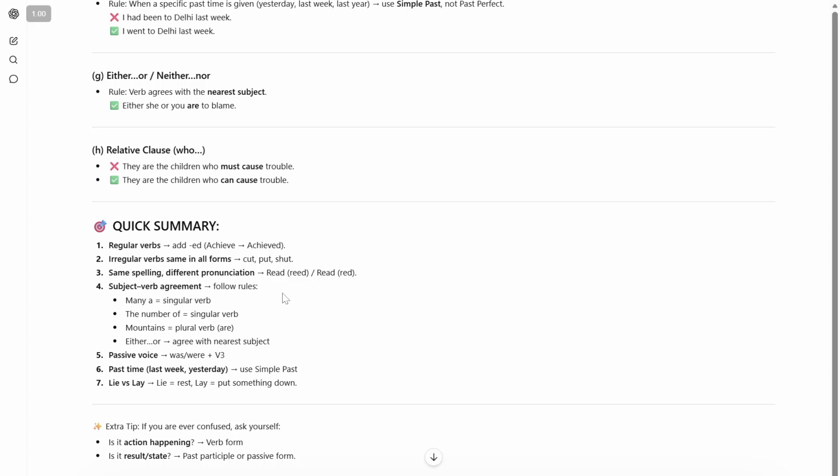5. Passive voice: was, were, V3. 6. Past time, last week, yesterday, use simple past. 7. Lie versus lay. Lie equals rest. Lay, put something down. Extra tip: if you are ever confused, ask yourself, is it an action happening? Verb form. Is it a result state? Past participle or passive form? Do you want me to now create a practice exercise?